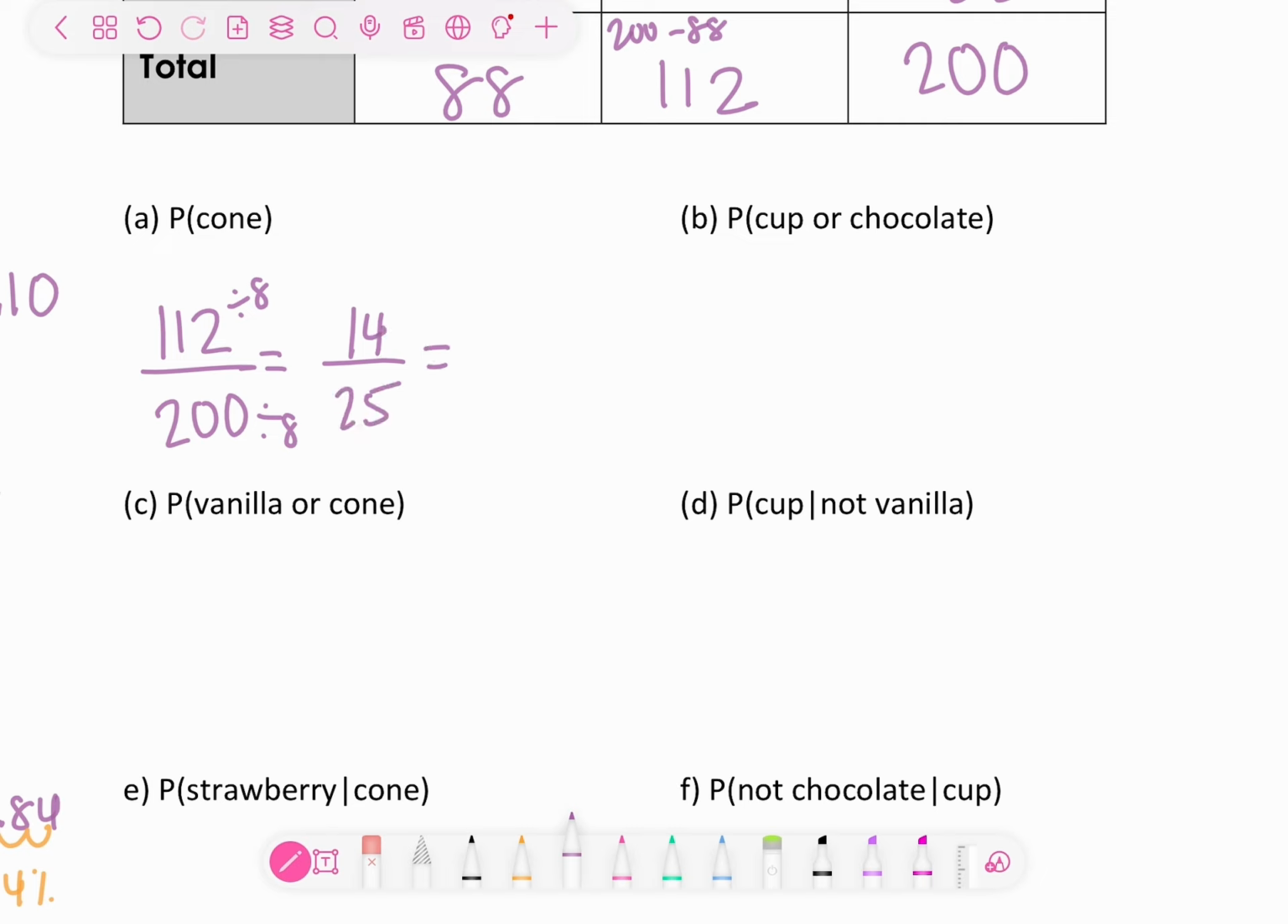We're going to go ahead and divide numerator by denominator. 14 divided by 25, we get 0.56. Turn that into a percent by moving the decimal, and we get 56%. So a little more than half of the people chose a cone.